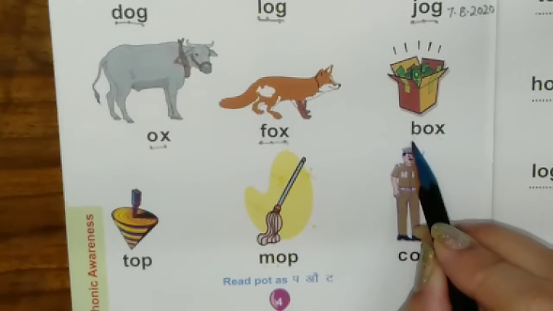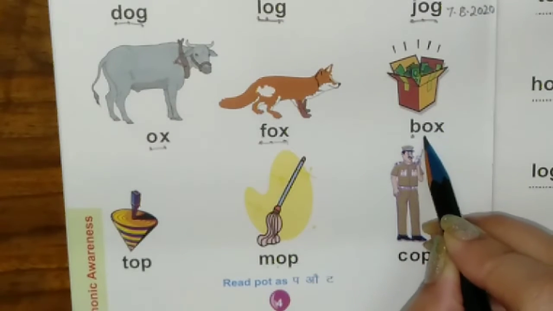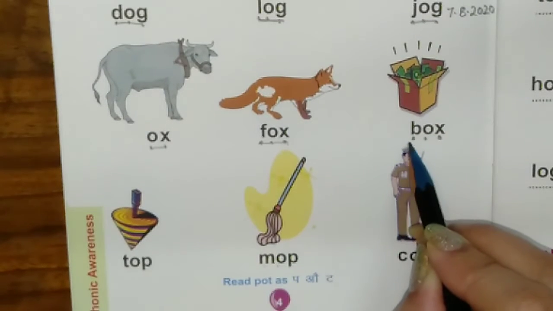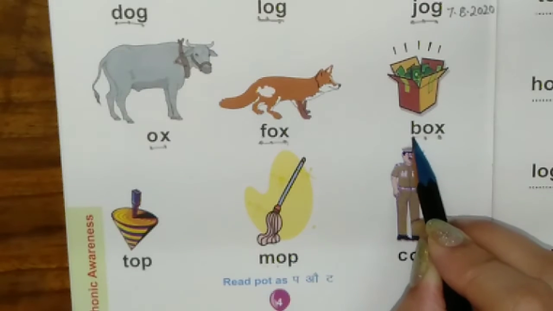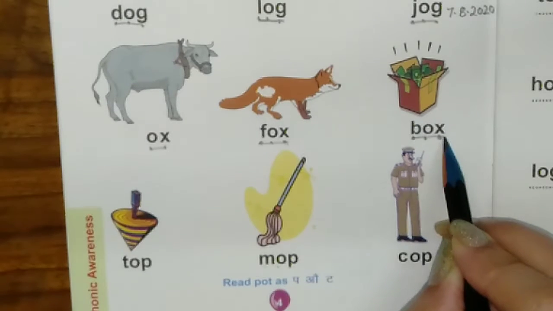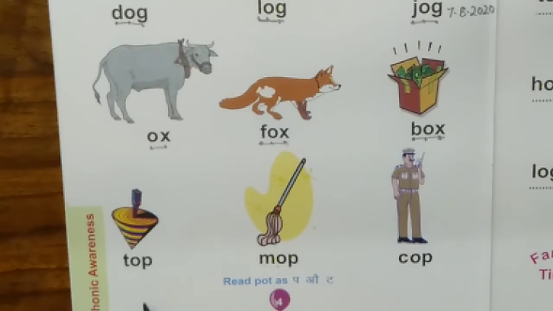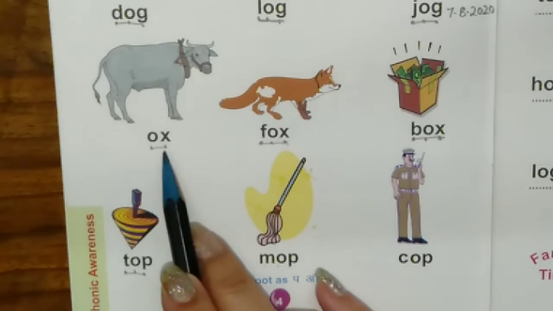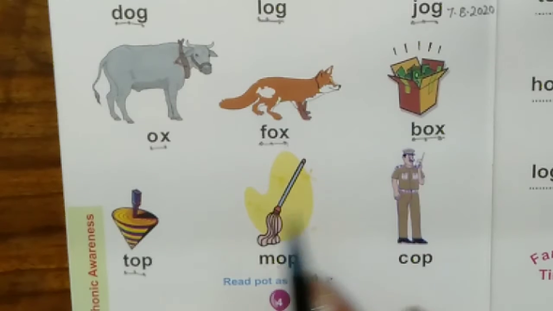Next picture. B, ox, box. Let's join. Box. Good children. Next picture. This is a toy. Yes. Let's read. T-O-P. Join. Top. This line was ox. This line is op family, okay?